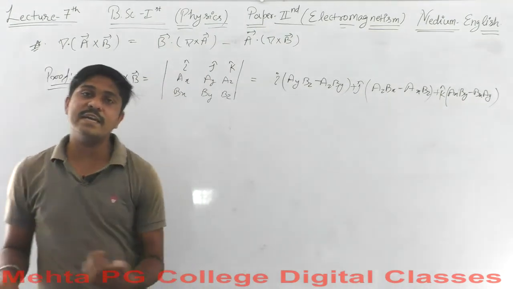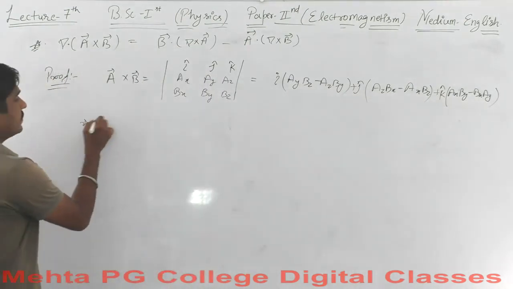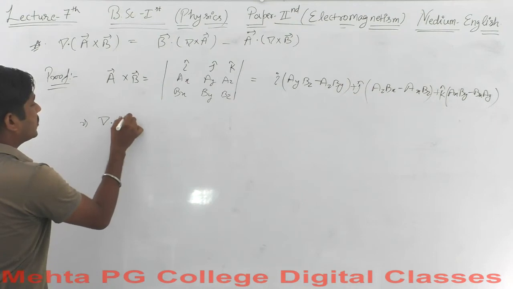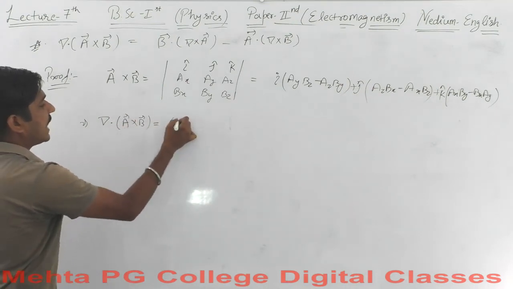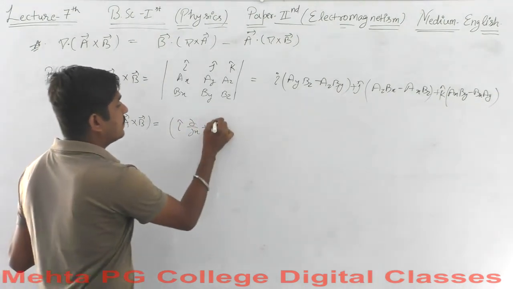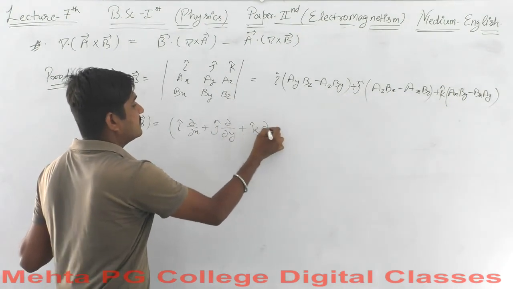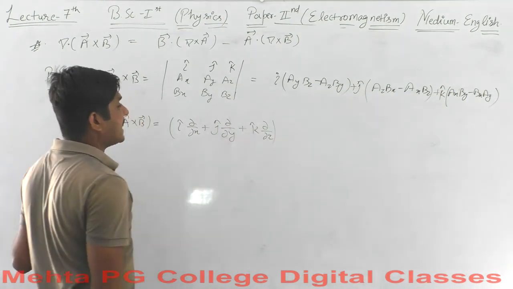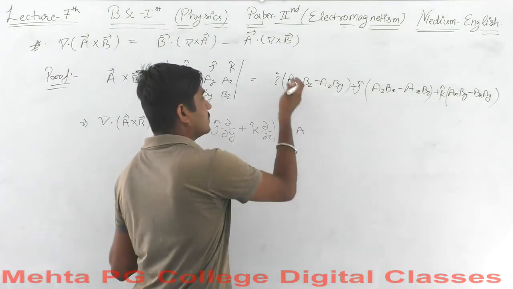Now we will find the divergence of this. So the divergence, del dot A cross B, will equal I cap curly over curly X plus J cap curly over curly Y plus K cap curly over curly Z dot. This is it.